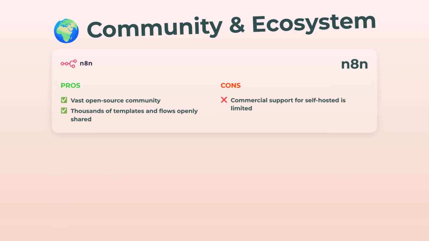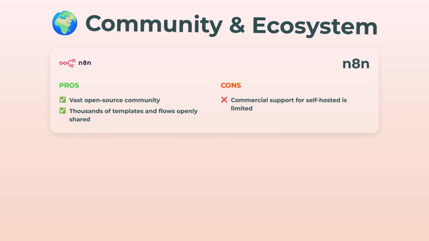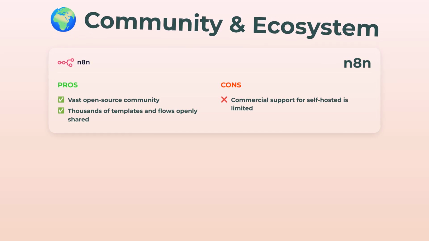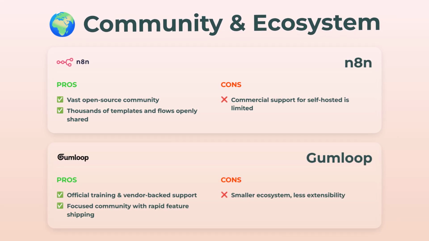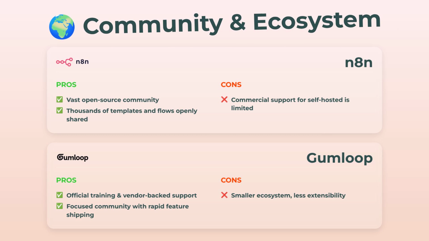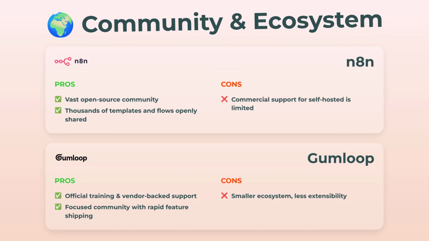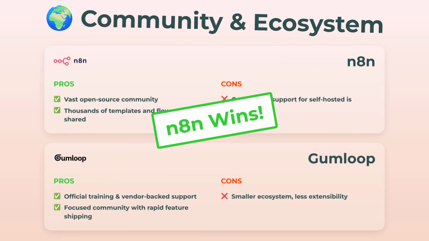Community time. n8n's open source community is pretty wild, thousands of templates and flows floating out there for anyone to grab, remix, whatever. You want a solution, someone probably built it. Only downside, if you self-host, commercial support is a bit limited, so you might be stuck Googling. Gumloop is newer, so smaller community, but official training and super fast feature drops make up for it in some ways. It's less extensible though if you want to go crazy building custom solutions. So in the community and ecosystem department, n8n is the winner.